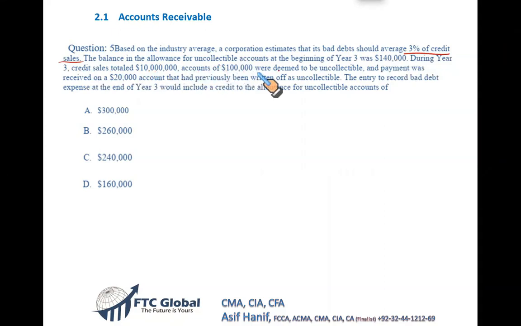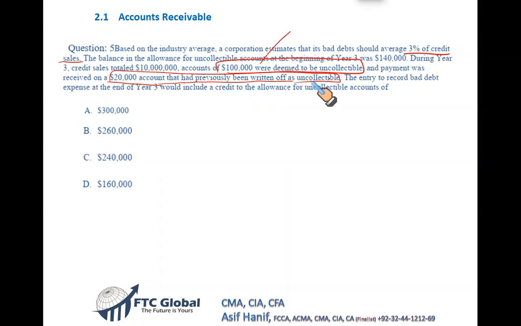Accounts for 100,000 were deemed to be uncollectible. This amount is expected to be uncollectible. Okay. And a payment of 20,000 was received on account that had previously been written off. This is the actual bad debt, and this is the amount collected from a customer who was written off as bad debt in the previous periods.